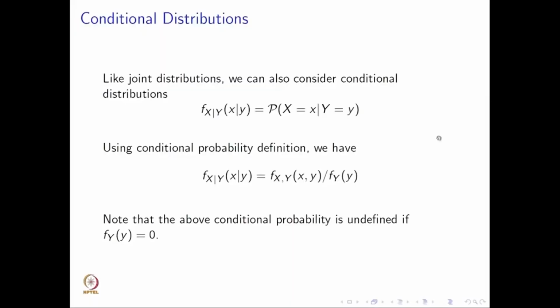Like joint distributions, we can also consider conditional distributions. For example, here we have the conditional distribution f x given y, which is the probability that the random variable x will take on some value small x, given that the random variable y has been observed to take on a specific value small y. The relation between conditional distributions, joint distribution, and marginal distributions is shown here. This relation should be familiar from the definition of conditional probability that was seen earlier. Note that the marginal distribution f y of y is in the denominator and hence it must not be equal to 0.